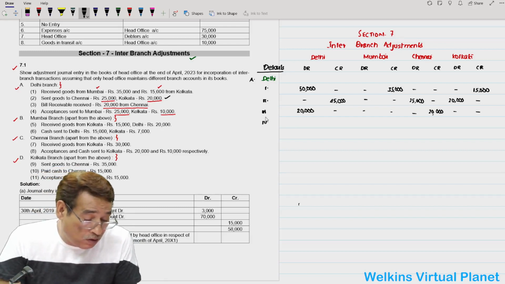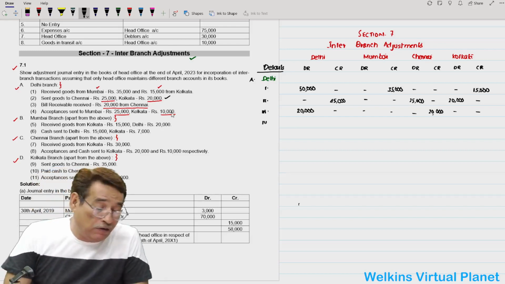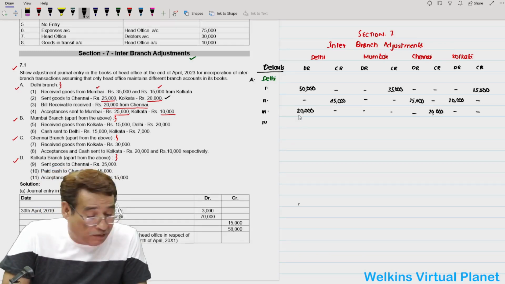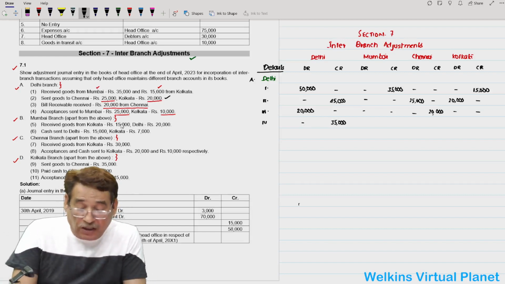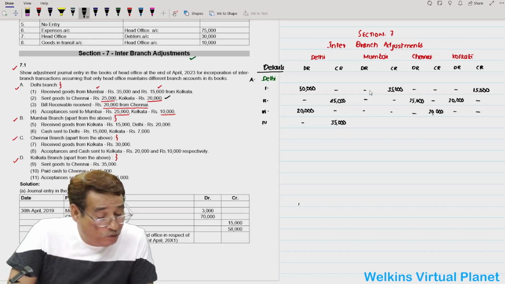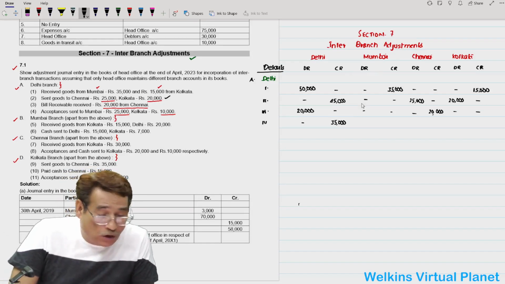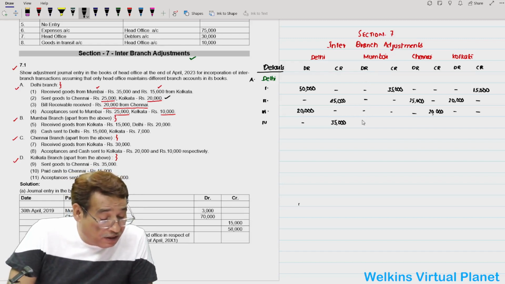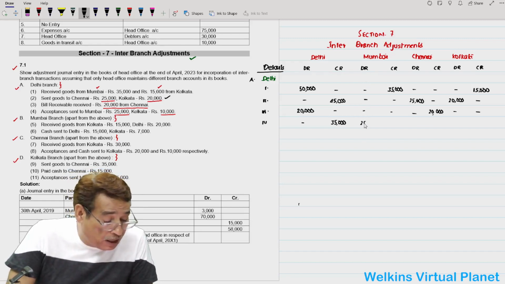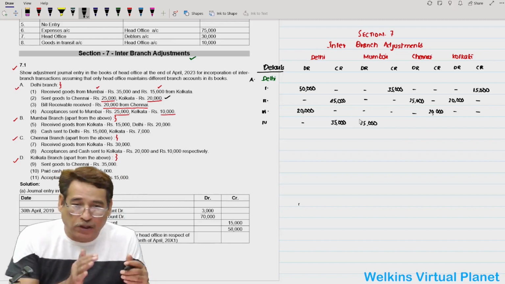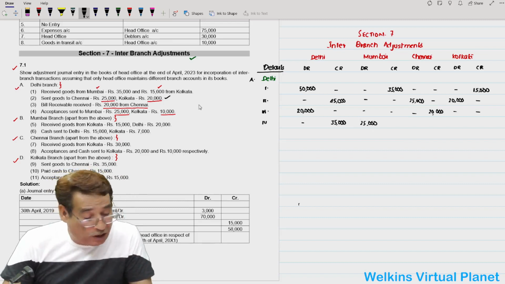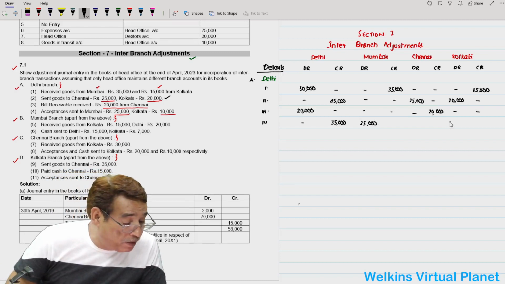Acceptances. Fourth, 25 plus 10, 35,000 worth of acceptances this time sent by Delhi branch. So I will write in the credit column 35,000. This is bills payable for us, but this will be considered as bills receivable for Mumbai. So, I will move into the column of the debit side and I will write here 25,000 because out of acceptances of 35,000, 25,000 were in favor of Mumbai. That means from the perspective of the Mumbai, these are bills receivable. Similarly, Kolkata is receiving 10,000 worth of bills. On the debit side, I will write here 10,000.